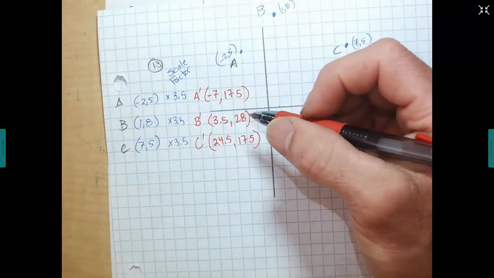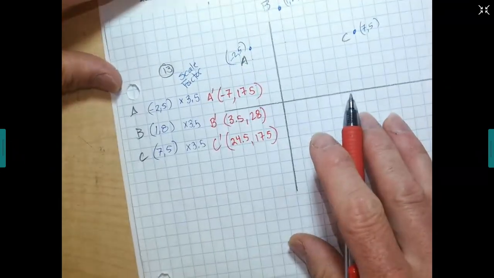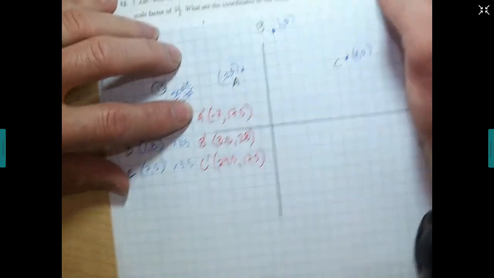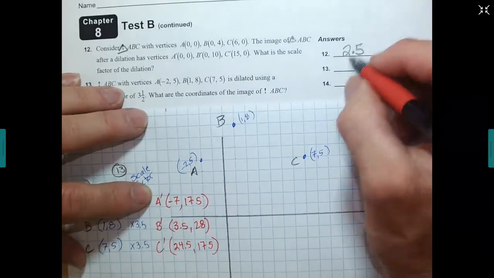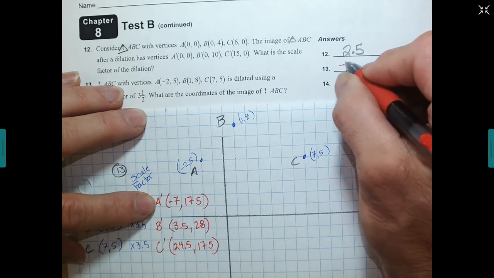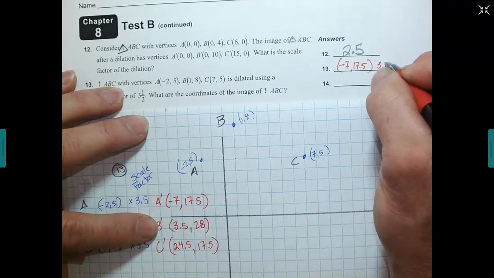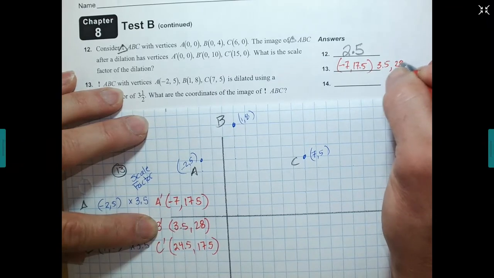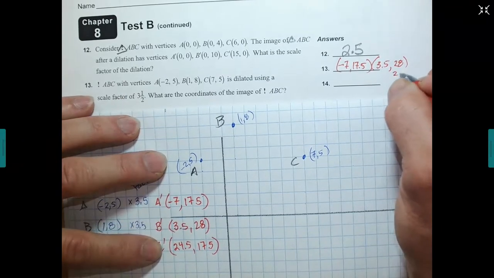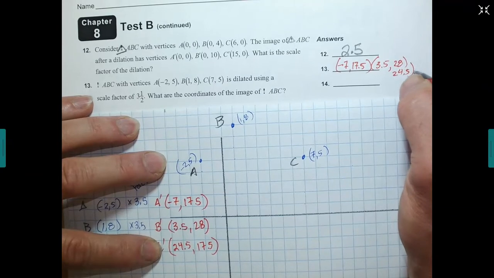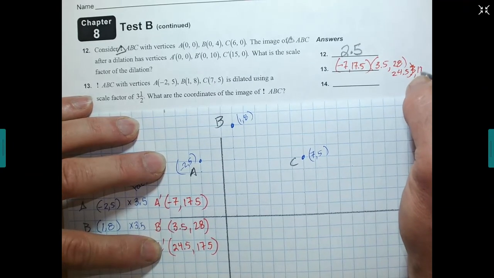So there are your new coordinates. I've got -7, 17.5, 3.5, 28, and then 24.5, 17.5.